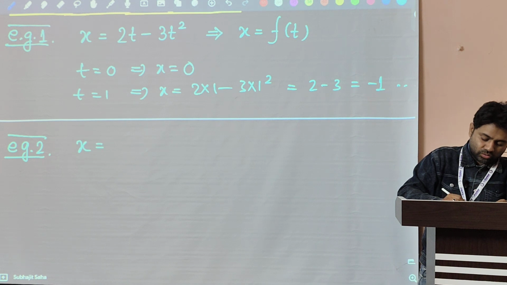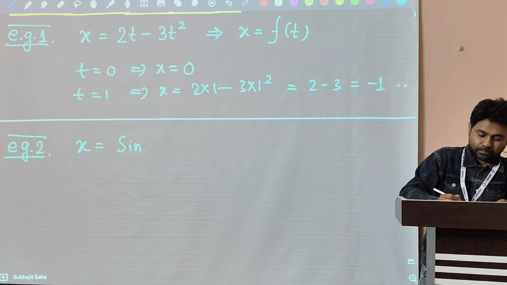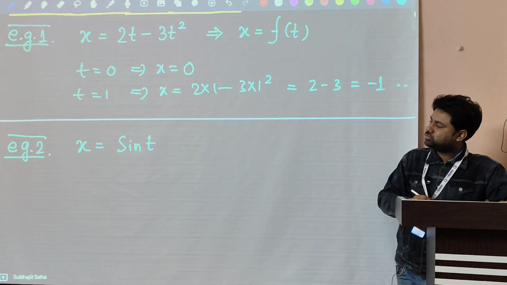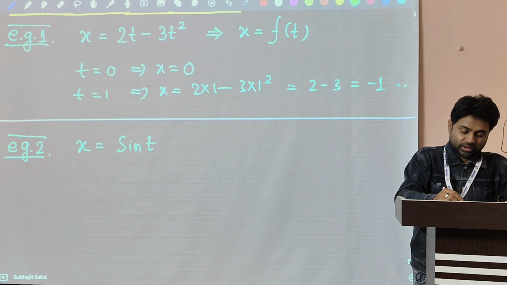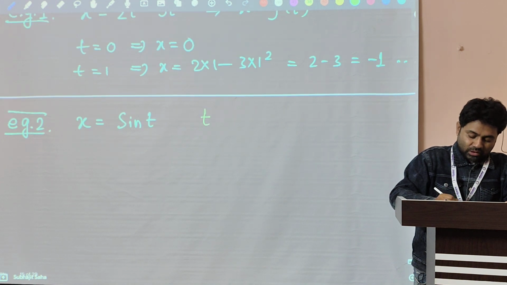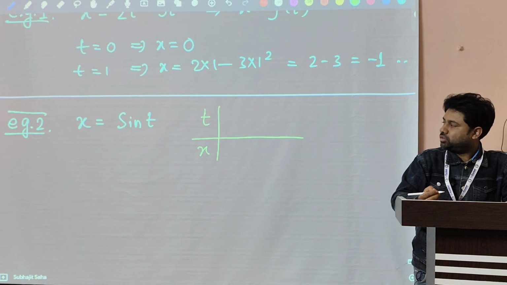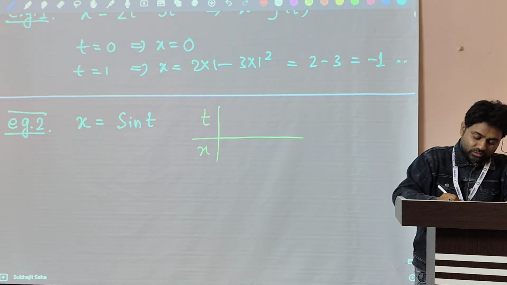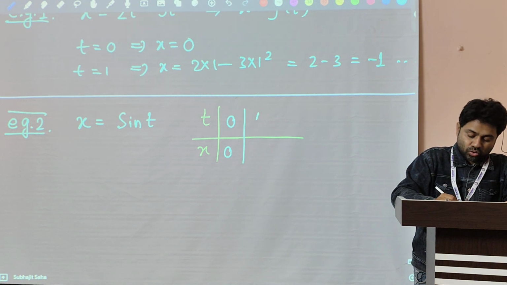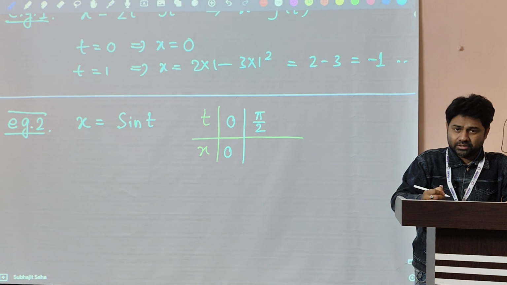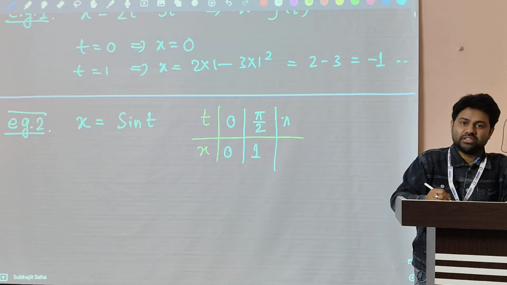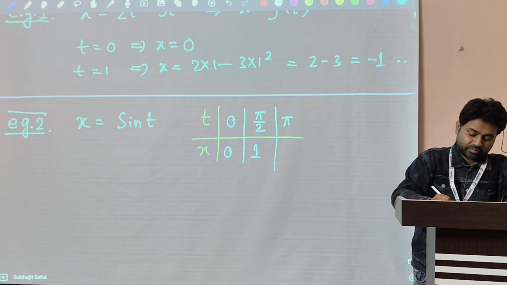X equals to sin t. Let's find out some values for x and t. I will put value of t, I'll put value of x. When t equal to 0, you will see x is 0. When t takes the value pi by 2, x takes the value sin pi by 2, 90 degree, that is 1. T takes the value pi, x is sin pi, has value 0.